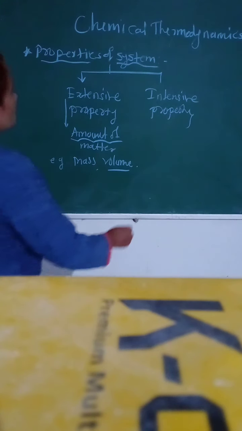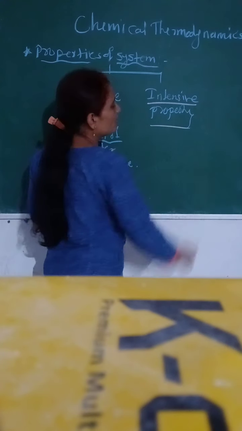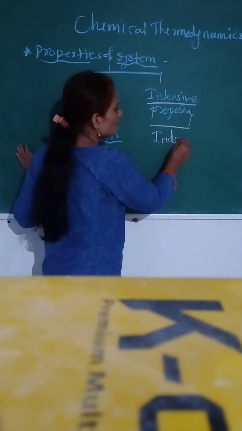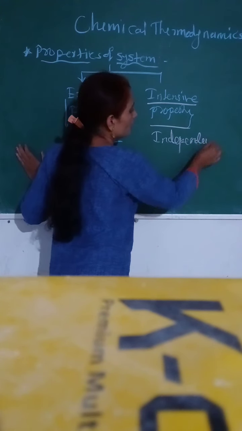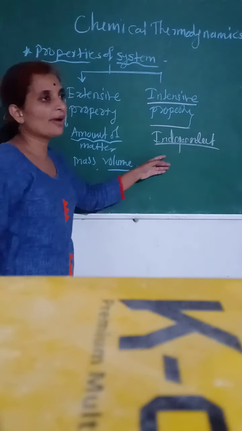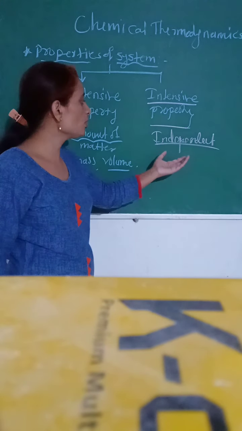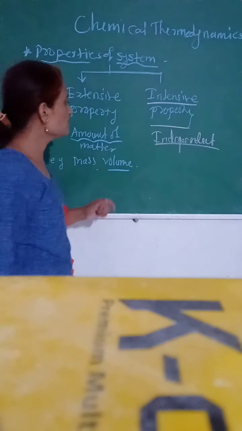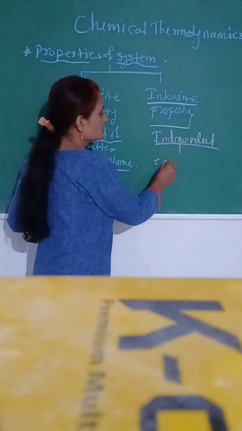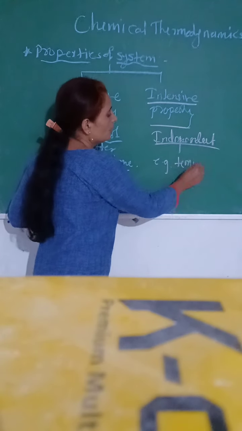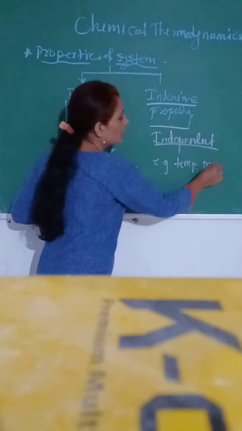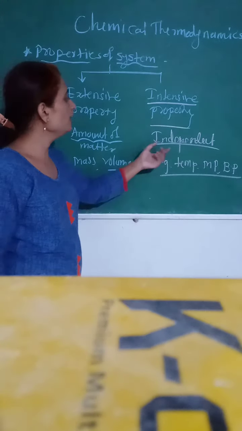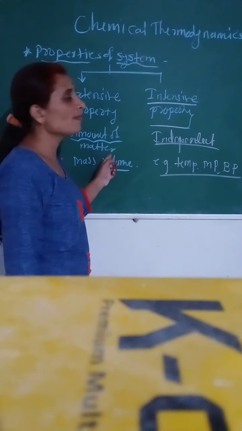Then the second property is the intensive property. It is independent of the amount of matter. A property that is independent of the amount of matter is called the intensive property. Examples of these properties are temperature, pressure, melting point, boiling point.